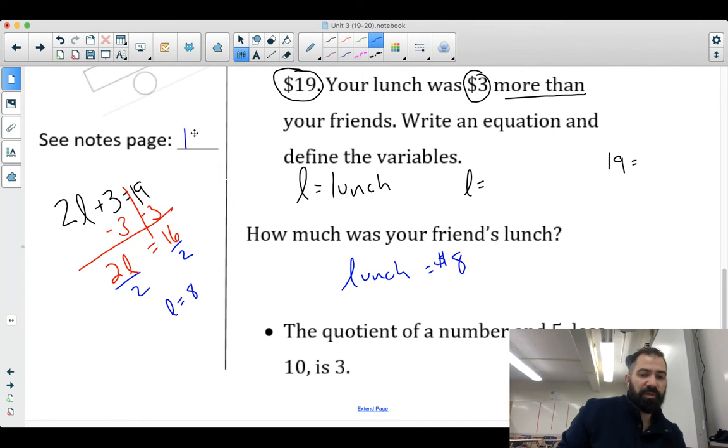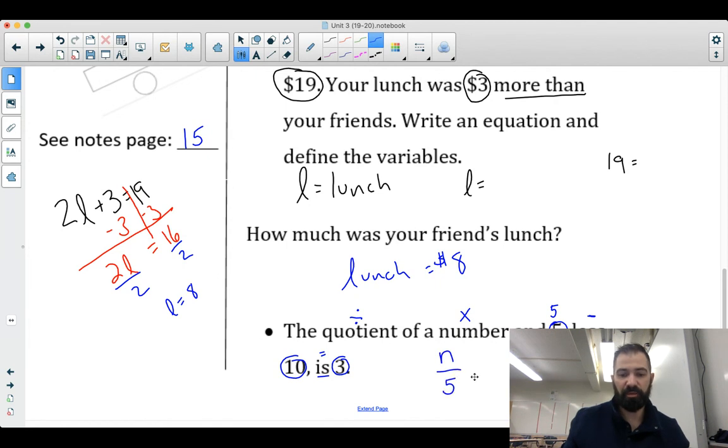If you're keeping track of your notes pages, if you head back to page 15 on your notes, we talked about these there. And then lastly, let's do this one here, the quotient. Remember, quotient is division of a number. We're just going to use x and 5. Less means subtraction. 10 means equals, and 3. So you have the quotient of a number and 5, n divided by 5, less 10 minus 10 is 3. And that one is finished.